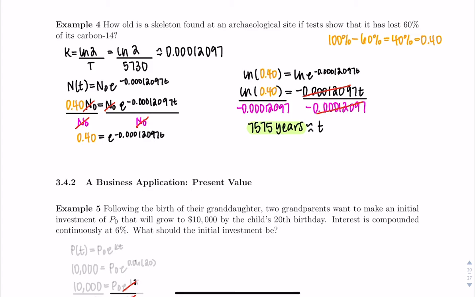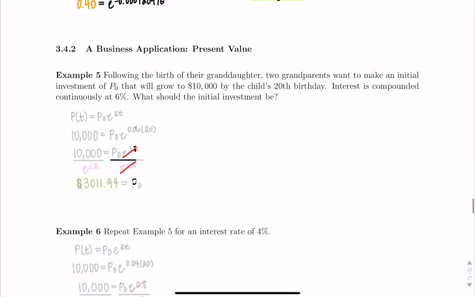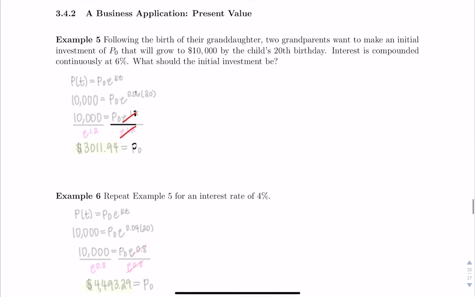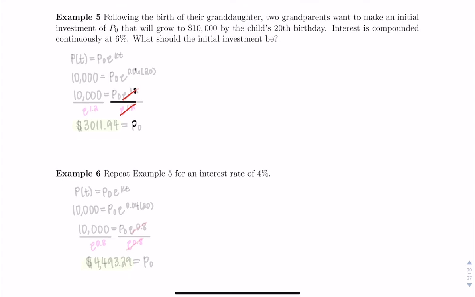Now let's look at some business applications. Following the birth of their granddaughter, two grandparents want to make an initial investment of P naught that will grow to $10,000 by their child's 20th birthday. Interest is compounded continuously at 6%. What should the initial investment be?